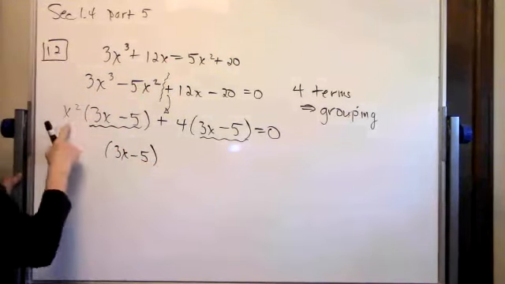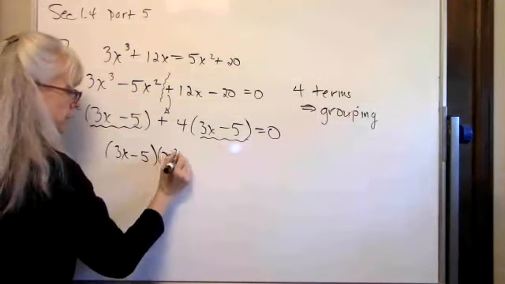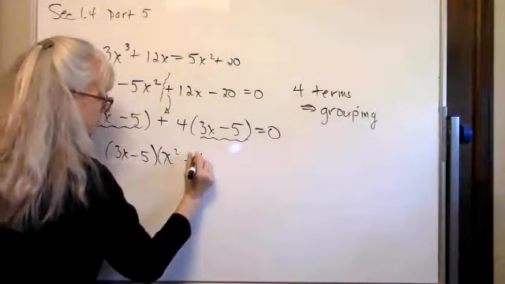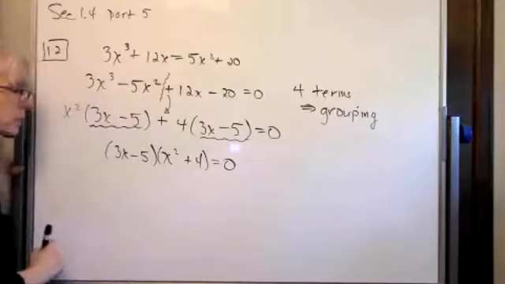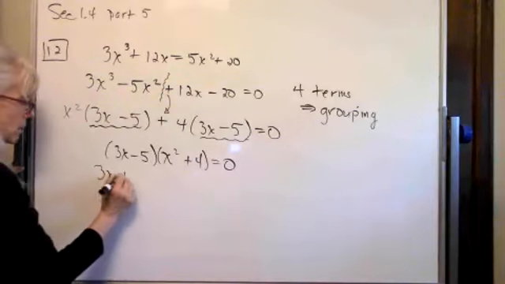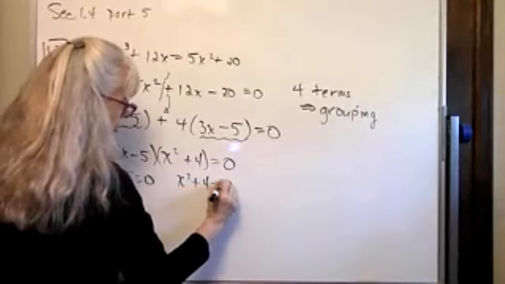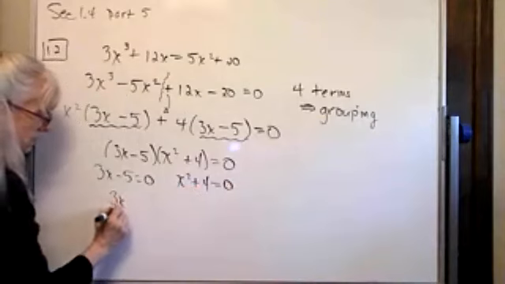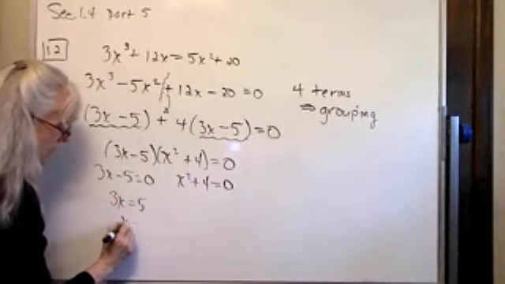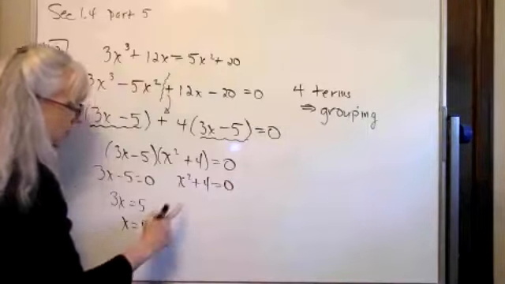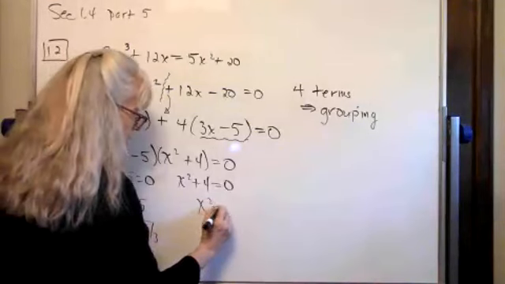What's left over is this x squared and this positive. And I factored it using grouping. We're going to set each factor equal to 0. So up here, we're going to get 3x is equal to 5 from the first factor, and x is equal to 5/3. From this one, we'll get x squared equals a negative 4.